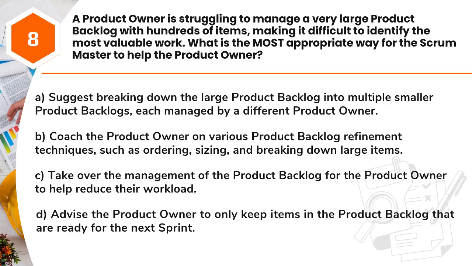A. Suggest breaking down the large product backlog into multiple smaller product backlogs, each managed by a different product owner. B. Coach the product owner on various product backlog refinement techniques, such as ordering, sizing, and breaking down large items. C. Take over the management of the product backlog for the product owner to help reduce their workload. D. Advise the product owner to only keep items in the product backlog that are ready for the next sprint.